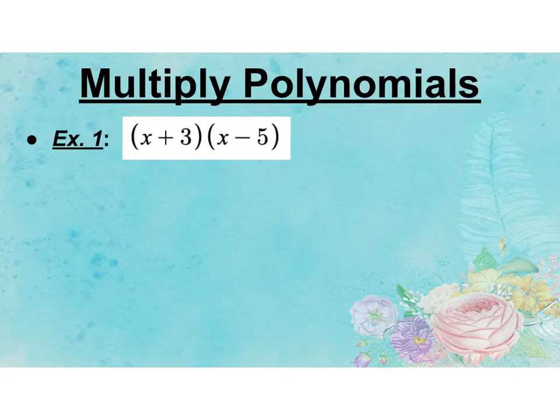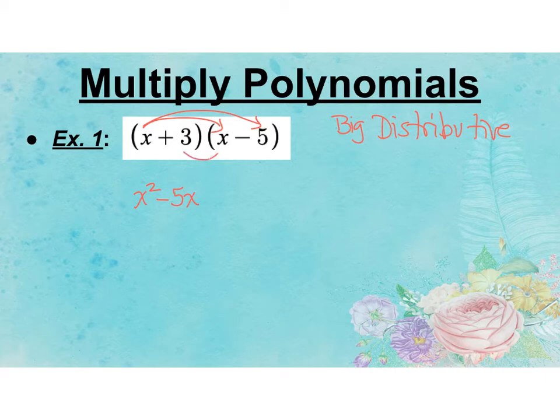So now let's get it ready to apply both of those so that we can multiply our polynomials. Here, if we remember our vocabulary, we have a binomial times a binomial, 2 terms times 2 terms. So this is really a big distributive property. So I'm going to multiply my first x into the second set of parentheses, and x times x is x squared, x times negative 5 is negative 5x. And then I have to multiply the 3 into both, so I have plus 3x minus 15.